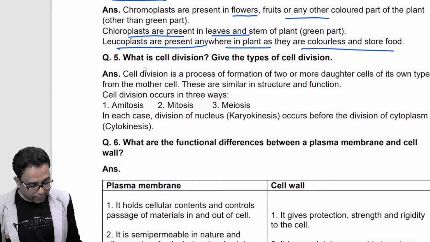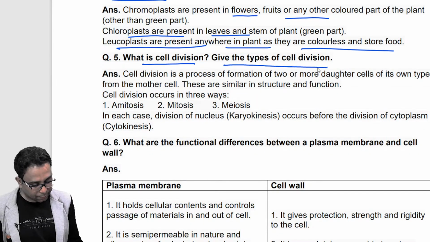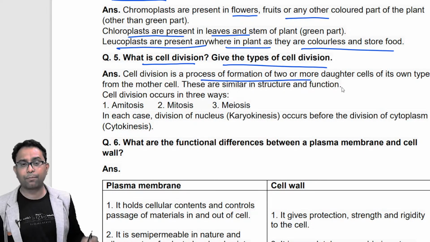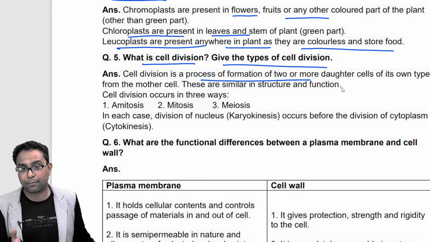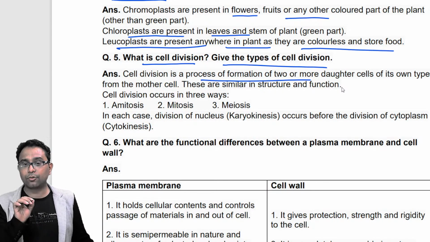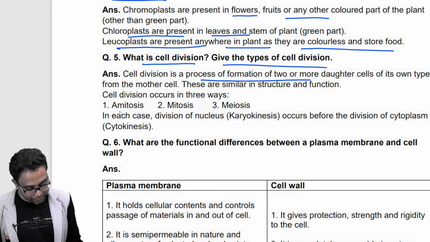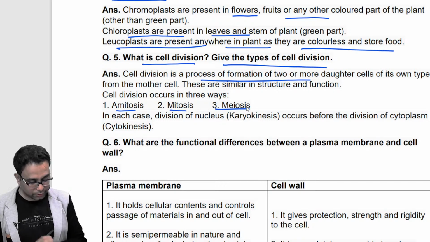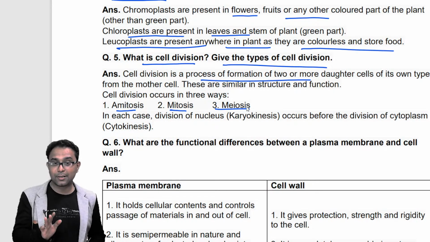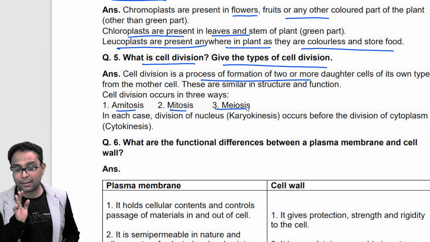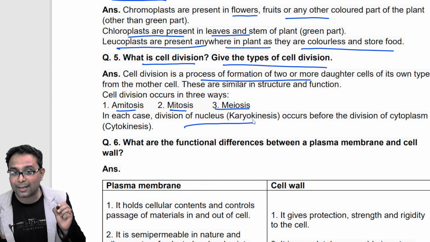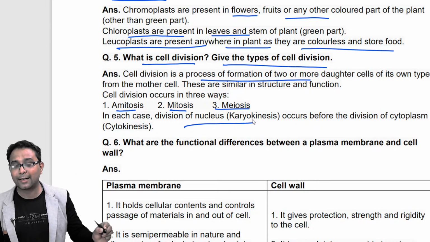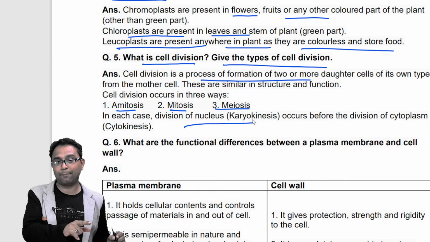Next question: what is cell division? Give the types of cell division. Cell division is a process by which two or more daughter cells are produced. Cell division is most commonly of two types: mitosis and meiosis. You know, cell division also has two phases. In the first phase, the nucleus divides. This is called karyokinesis. After that, cytokinesis happens.